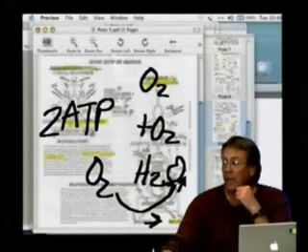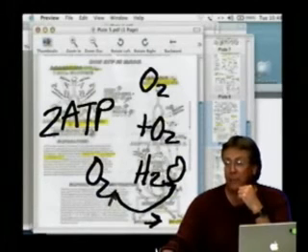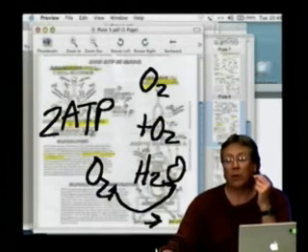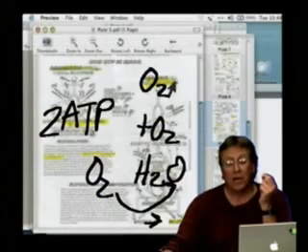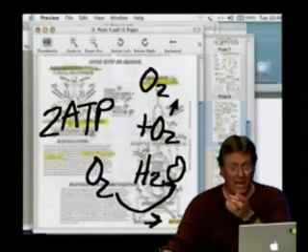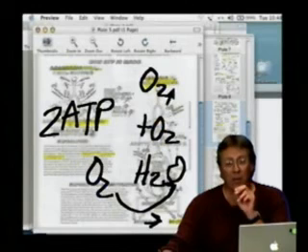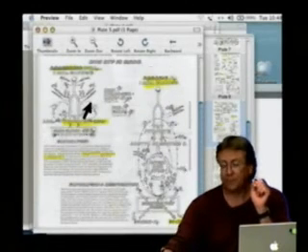Relatively non-threatening end product. It's not lactic acid. You get a lot of ATP. You can burn sugars. The example here shows glucose. Aerobic processes also burn protein and fats. So all of the substrates can be burned or metabolized in an aerobic environment, only carbohydrates in an anaerobic environment.